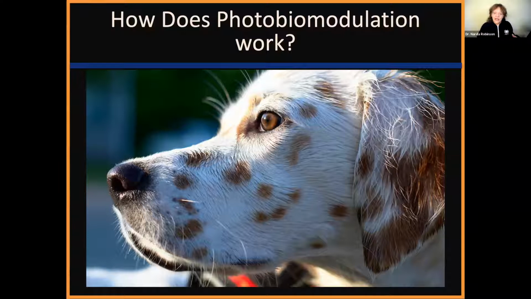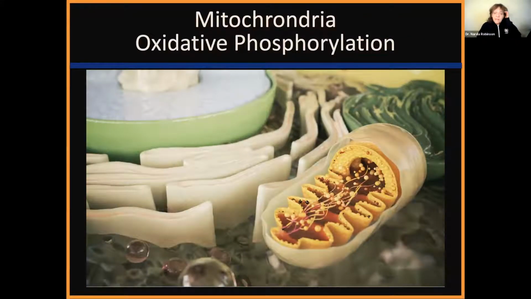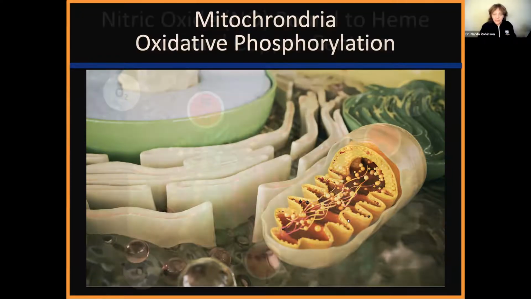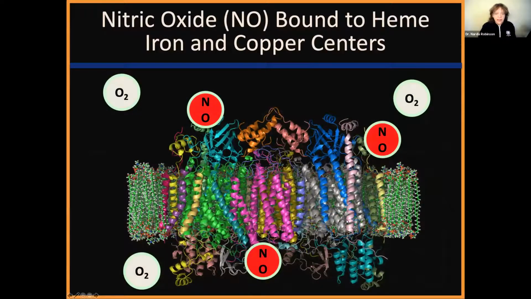So how does photobiomodulation work? This is a dog in the sunlight, and we can think about plants and photosynthesis. There are some remarkably similar aspects that I won't go into here. But for us, a big part of the central area where light interfaces with tissue is intracellular, in the mitochondria, down here at the bottom right. Looks like a piece of cheese or something. So it's a lot about the oxidative phosphorylation pathway.